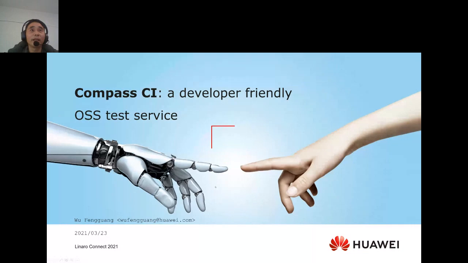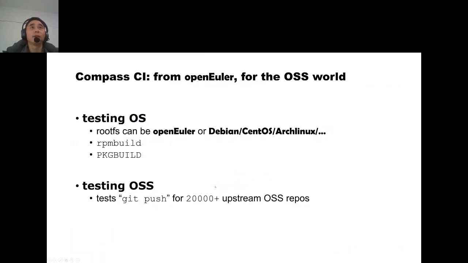I will introduce Combat CI to you. It's a developer-friendly, open free software test service. Combat CI is developed in the OpenEuler community and is designed for testing the operating system because OpenEuler is a new distribution.